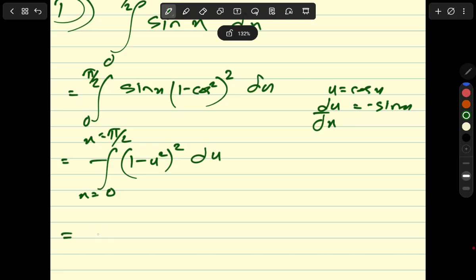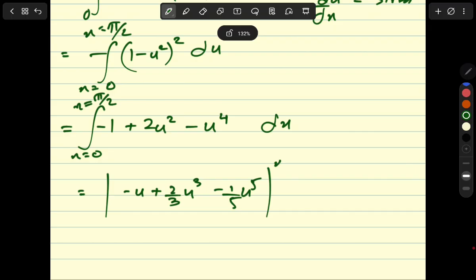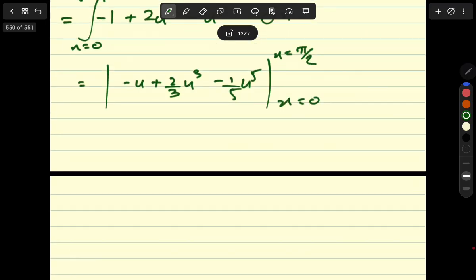So now this becomes minus integral of (1 plus 2u squared minus u power 4), and there's a du. Now let's integrate it quickly and then apply the x limits, x is equal to 0 to x is equal to pi by 2. Now this is going to become minus u plus 2/3 u cubed minus 1/5 u to the 5, and now we are going to apply the limits, x is equal to pi by 2 and x is equal to 0, but before that I must put the substitution back.